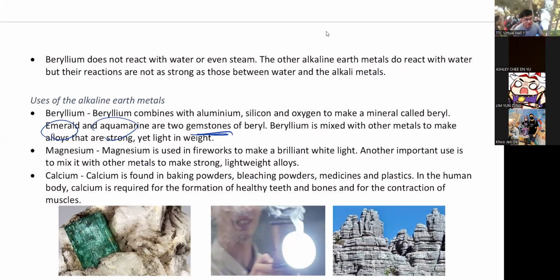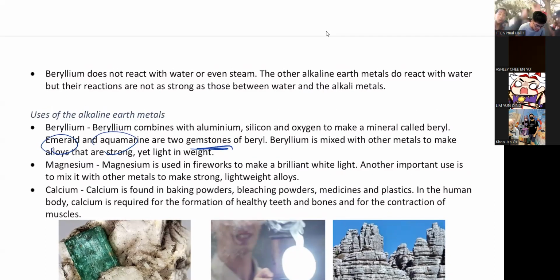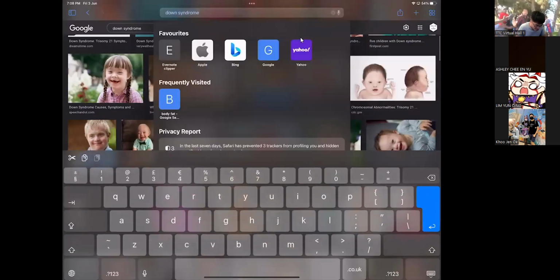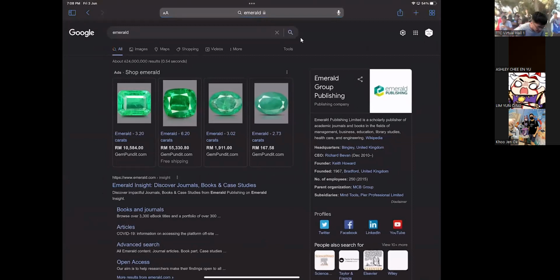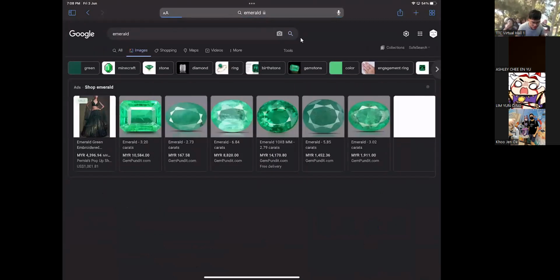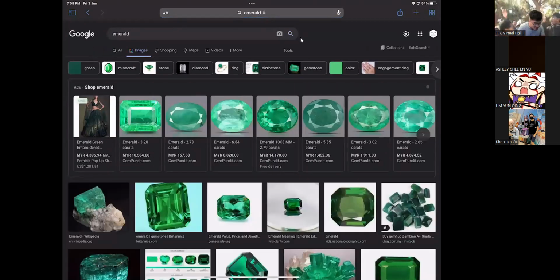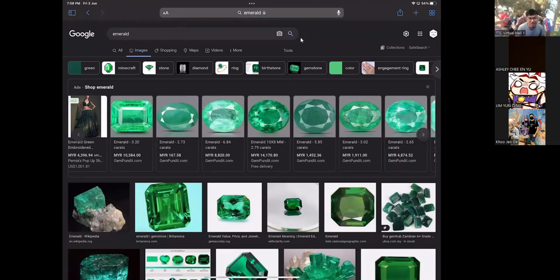Of course, you have so many types of gemstones. Have you heard of emerald? Emerald is one of the most expensive gemstones lah. I mean, not as expensive as your diamond, but look at the price. They are not cheap. You have 1,000 something, 8,000 something. It depends on the size.